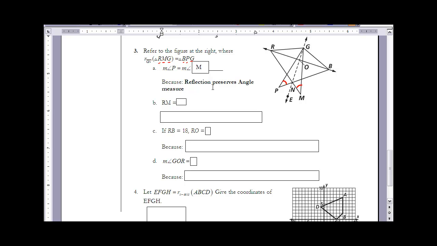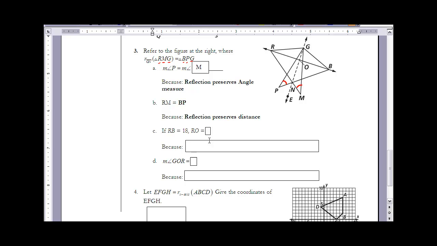Okay? Part B, I'm saying the distance from R to M. That's what that represents, the distance from R to M. What would that be equal to? Well, if I reflect RM, RM is the first two over here, therefore it's the first two over here as well, BP. So the reflection of RM is BP, therefore they have to have the same length because reflection preserves distance. So the answer would be BP here because reflection preserves distance.